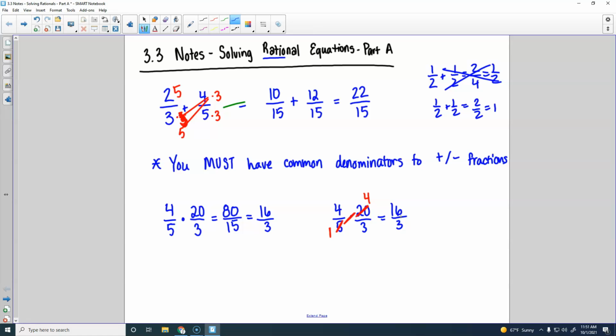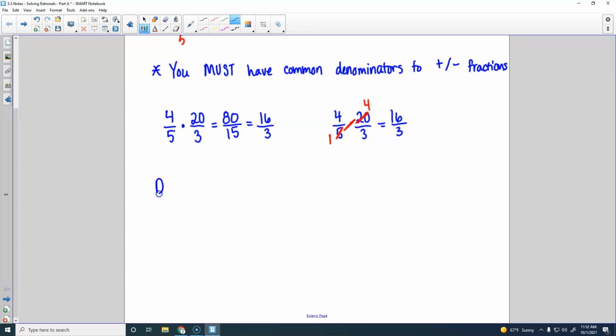Sometimes you get really big numbers that are just hard to deal with, or you may not realize they reduce if you do that. So multiplying straight across, I think multiplying is easier than adding and subtracting. You do not have to have common denominators to multiply or divide. And then we've done some dividing fractions. What do we do for dividing fractions? Flip the second and multiply.